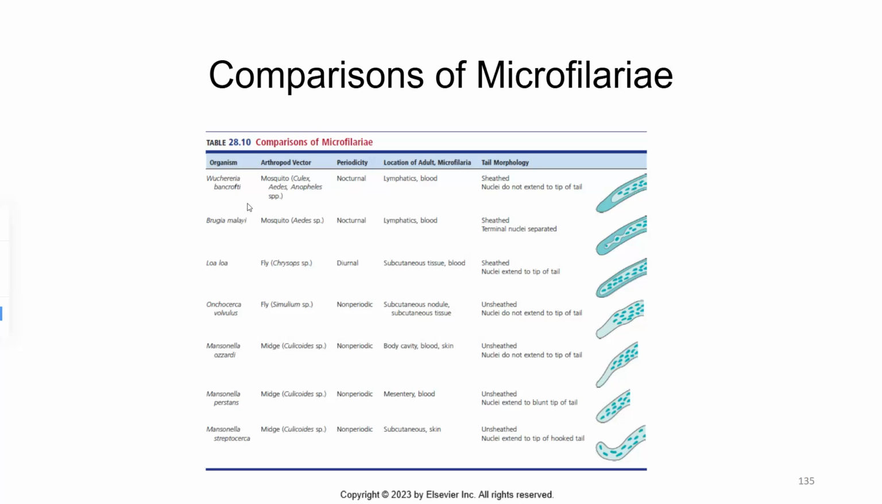Wuchereria bancrofti and Brugia malayi are transmitted by the mosquito, while Loa loa and Onchocerca volvulus are transmitted by the fly. These two infect the lymphatics, causing elephantiasis. Elephantiasis is when the roundworm gets stuck in your lymphatic vessels and causes edema, while these two are more in subcutaneous tissue.